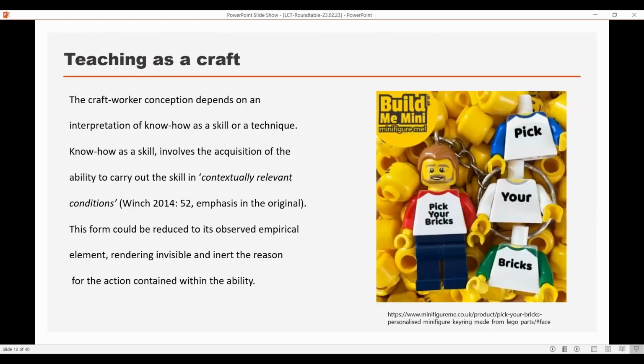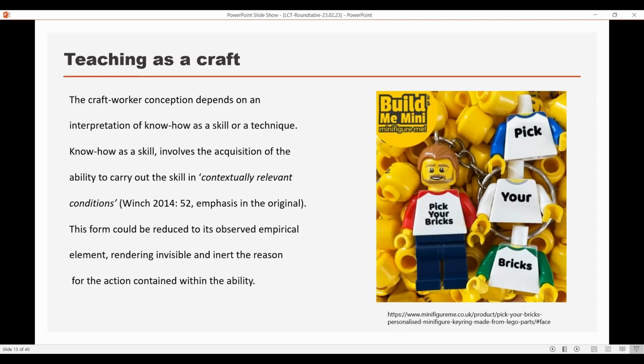There are lots of different conceptions, as I said, for example teaching as a craft. Chris Winch has done a lot of work on the different ways that we articulate know-how within craft knowledge, and he articulates that the craft worker conception of teaching is one conception of teaching. When we conceive of teaching in that way, our focus is on acquiring skills or techniques, in contextually relevant conditions. So we're not just performing a skill or technique, we're making it appropriate to the context that we're working in. That conception is pretty close to the English context, the craft worker. The danger of that approach is that it could be reduced to the empirical element, to what is seen, rendering invisible or inert any reasons for the action.